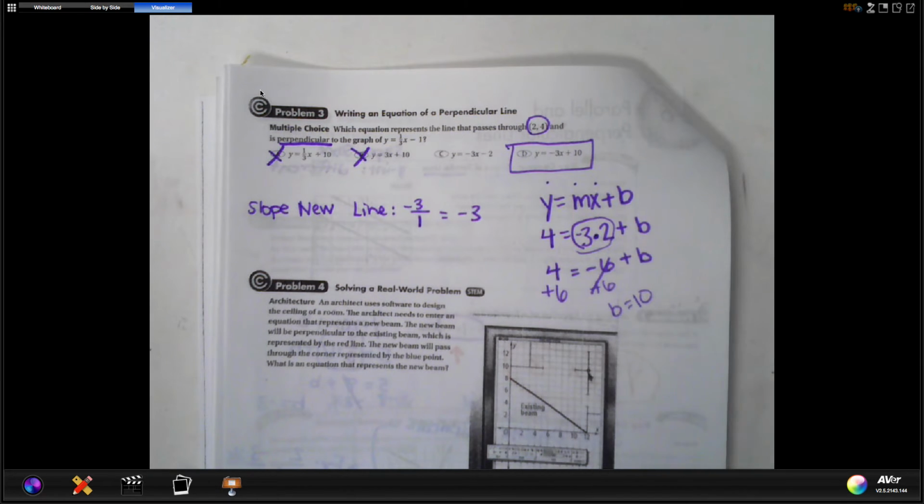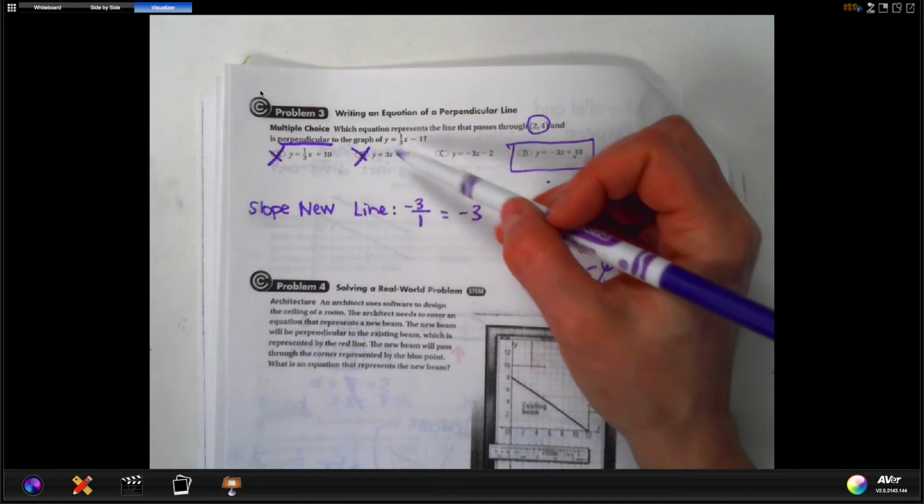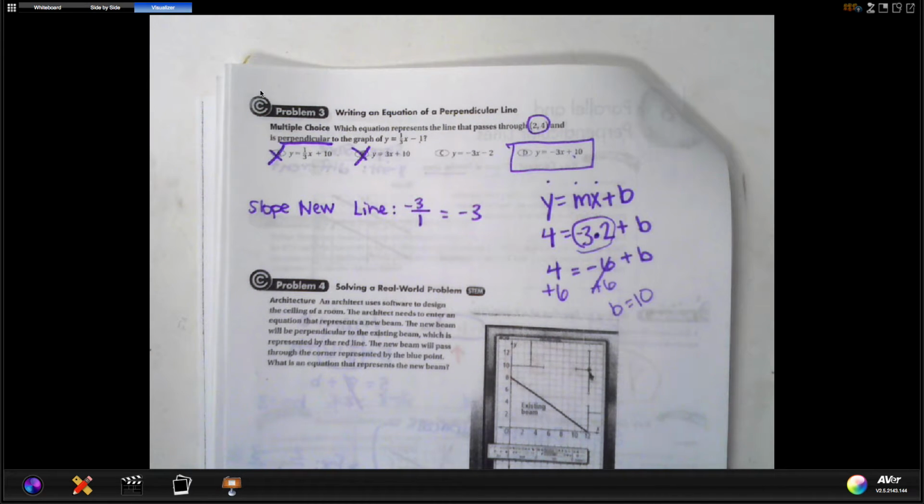And again, you could type the two equations into your calculator, the answer you got and the original, and see if they're perpendicular. Okay, and that's how we check our work.